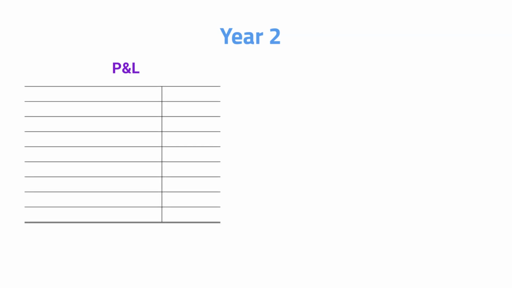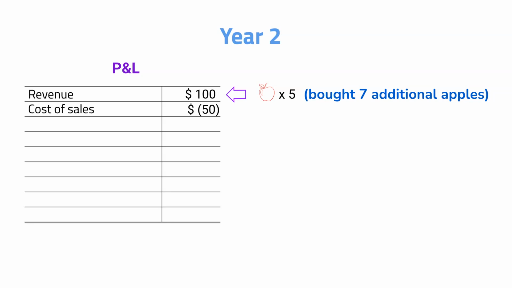A new year, year 2, arrives. During this year we sell 5 apples for $100. The cost of these apples is $50. But we had only 3 apples in stock. To sell 5 apples we need to buy more from our farmer. Let's assume we buy 7 apples, to have something left in stock after the sale, just in case.